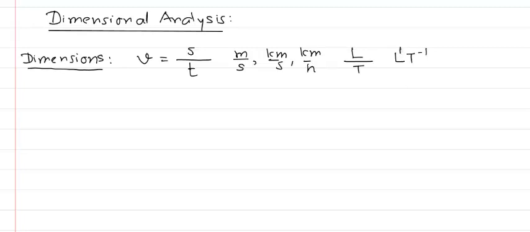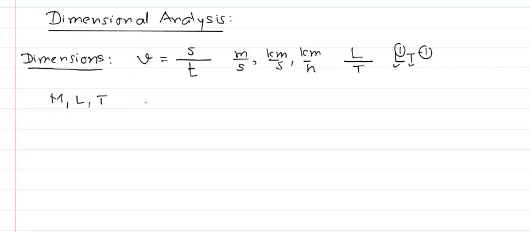So 1 is the dimension of length in velocity, and minus 1 is the dimension of time in velocity. That is what we mean by dimensions. So dimensions are basically these powers of fundamental quantities. In kinetics, we look at three fundamental units: mass, length, and time. So the power of these fundamental quantities in any physical quantity is a dimension.